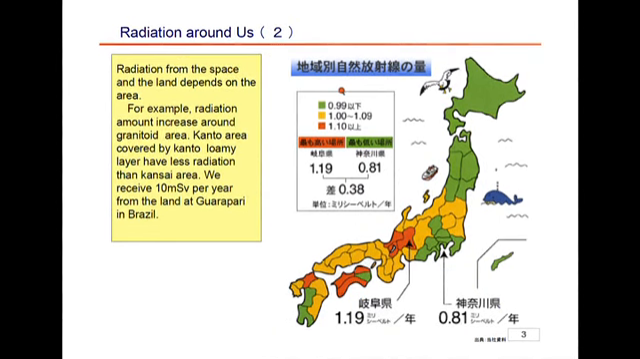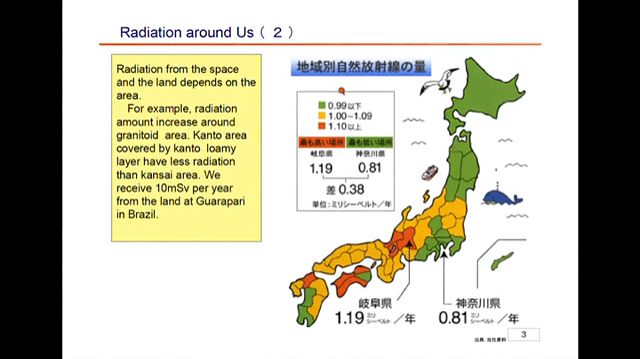Next, please. I've just mentioned that the world's average annual natural exposure dose is approximately 2.4 millisieverts, and in Japan it is approximately 1.5 millisieverts. The natural exposure dose varies from place to place. This is mainly rocks or granite. The radiation dose varies depending on the amount of radioactivity contained in it. In the Kanto district, the radiation dose is comparatively low because there is a layer of loam. It is 0.81 millisieverts per year in Kanagawa.